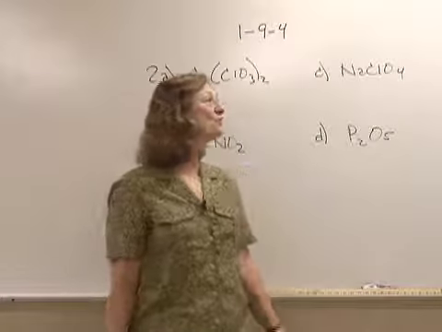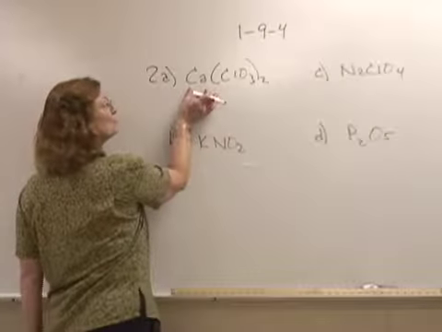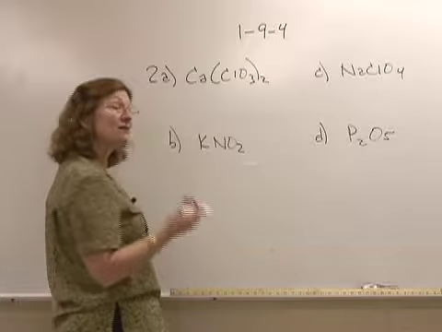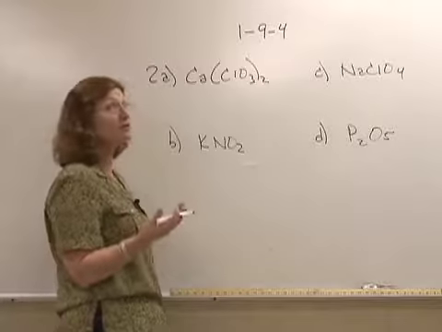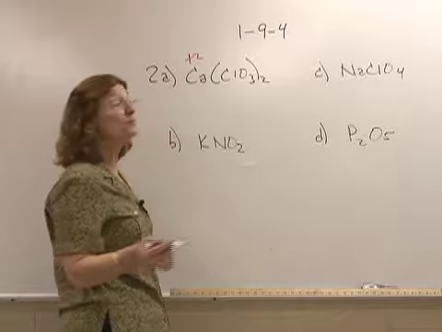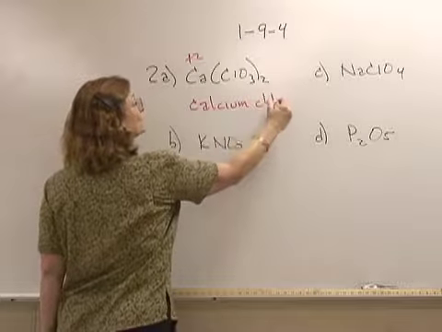In question number 2, we're going from the formulas to the words. I look at my first element that is always positive, and I see that calcium is an alkaline earth metal. It's in the second column, so it's always, always, always plus 2. So I don't need to use a Roman numeral. It's just calcium chlorate.